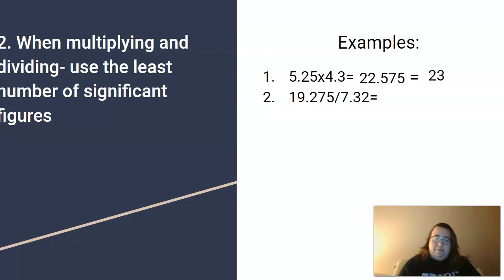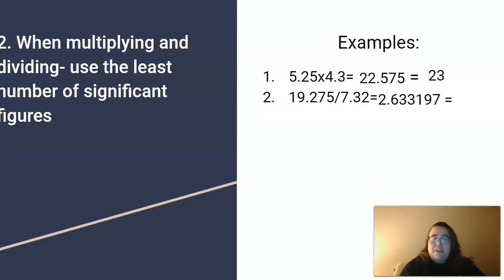Let's look at the second one. I have 19.275 divided by 7.32. Again, I'm going to first start with my calculation. My answer is a very long number. It's actually not this whole number. I've actually cut this number down, but it goes on for a while. So my answer is 2.633197.